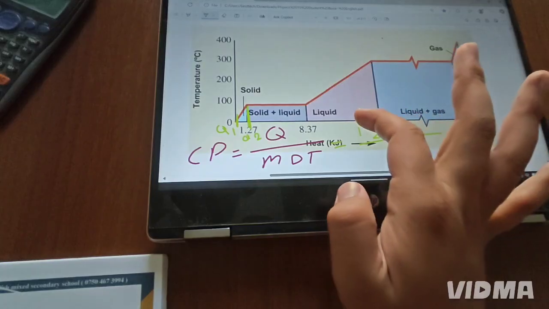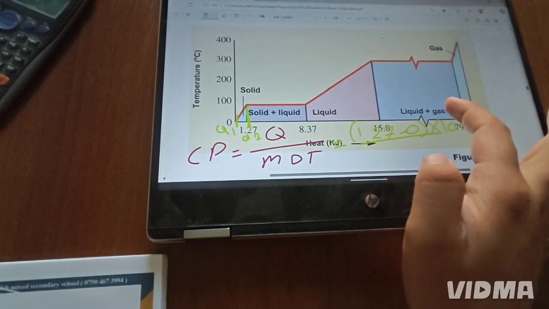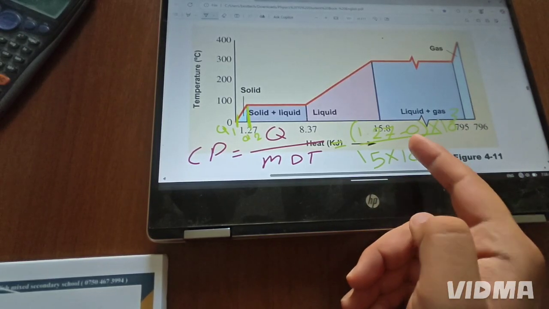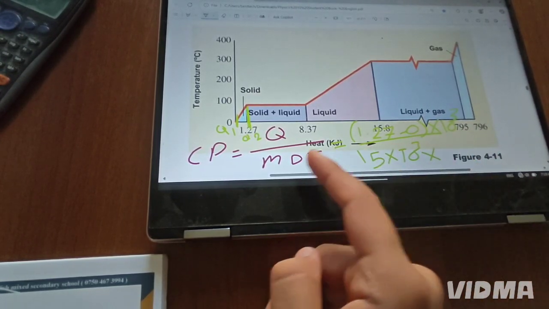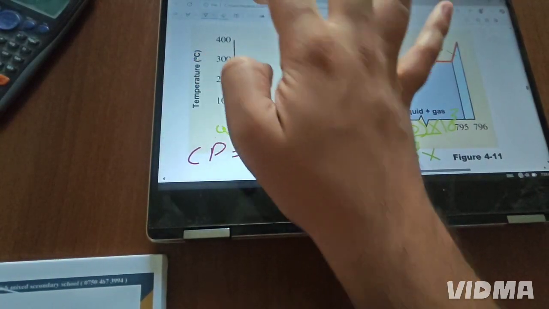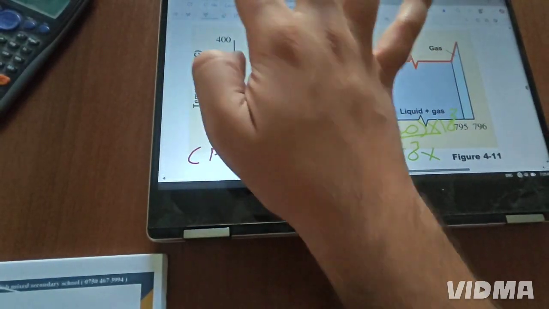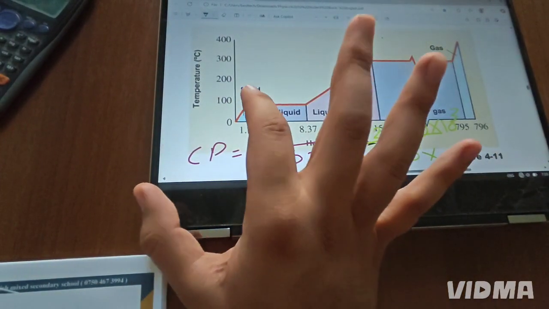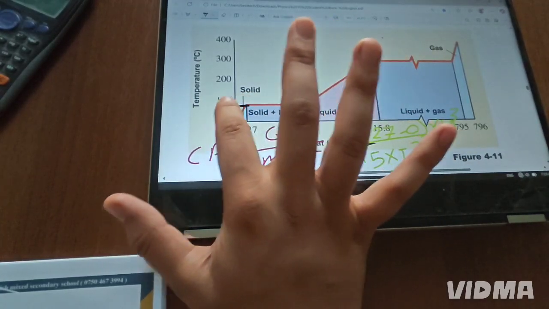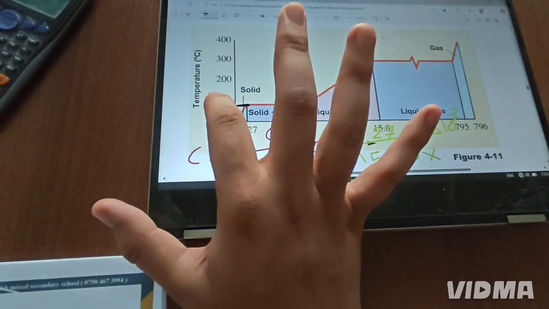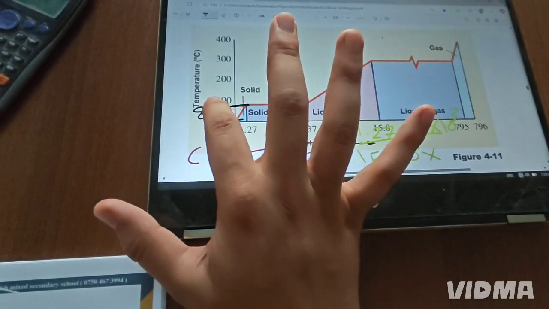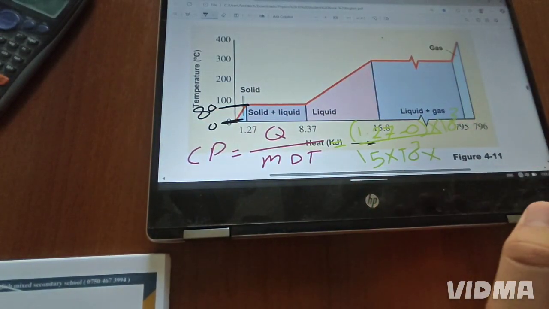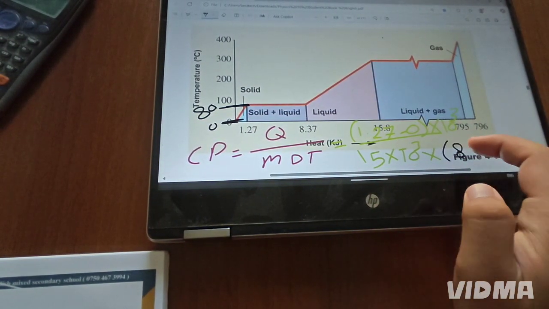1.27 minus 0, and as I told you, multiply by 10 power 3, over the mass, which is the same value, 15 times 10 power negative 3, times delta T. The temperature is on the vertical line. This is the second temperature, AT, and that one is 0. So this will be the second temperature, and this the first temperature: AT minus 0.